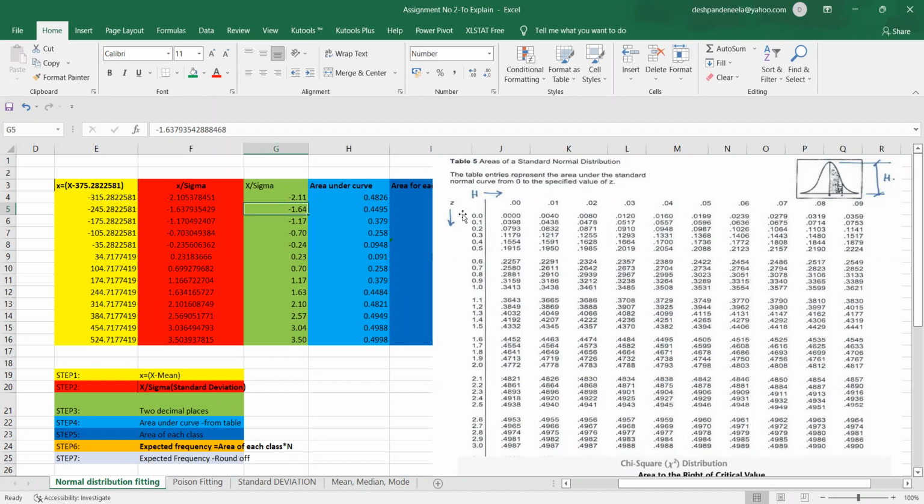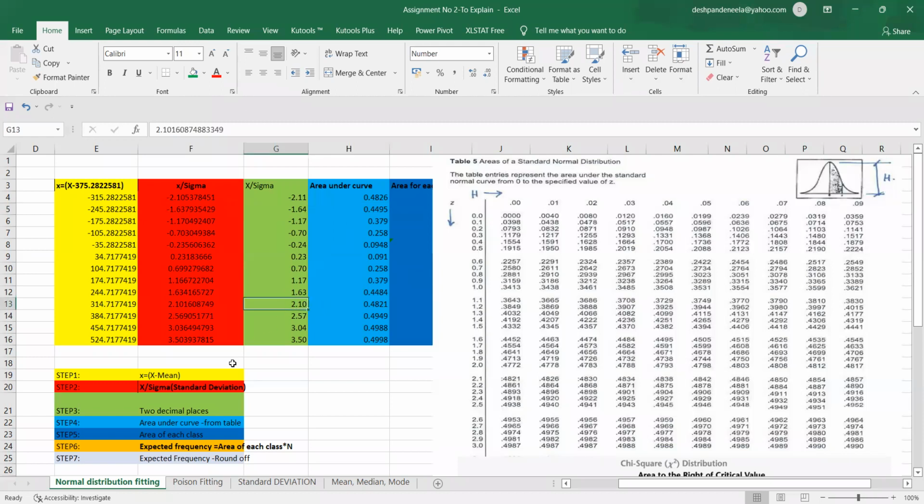So let us see here the z value 1.6 over here and 0.04. So if you go here, you can see here it is 0.4495. So that's what is my answer. Okay, so that's how you have to continue. I can demonstrate to you one more.